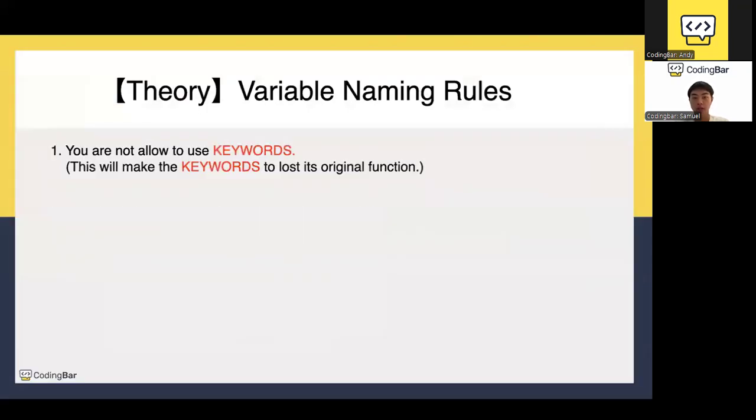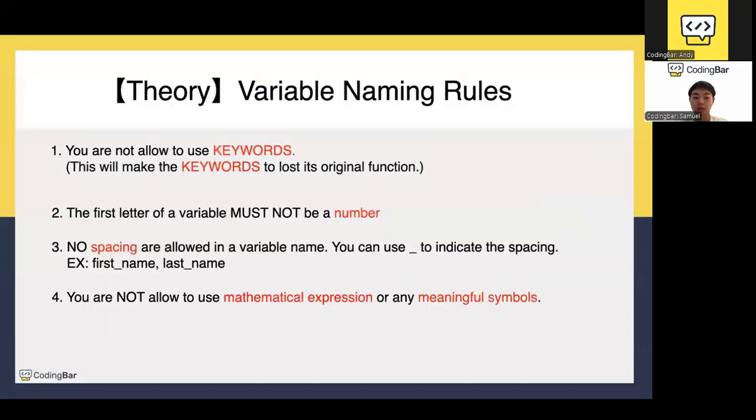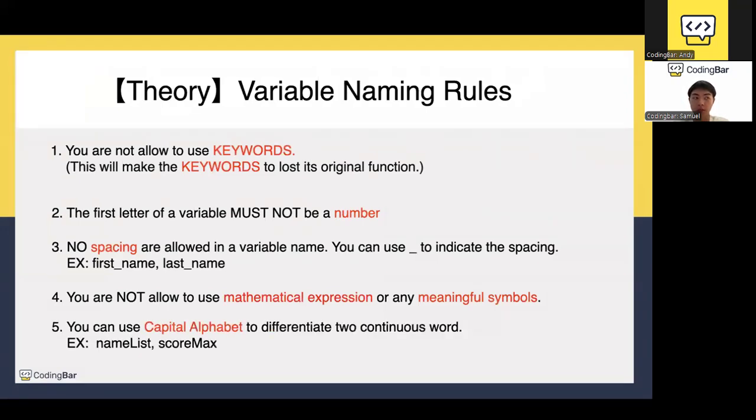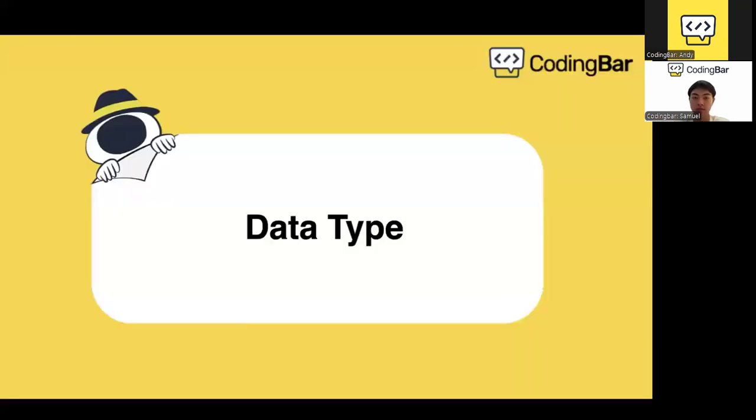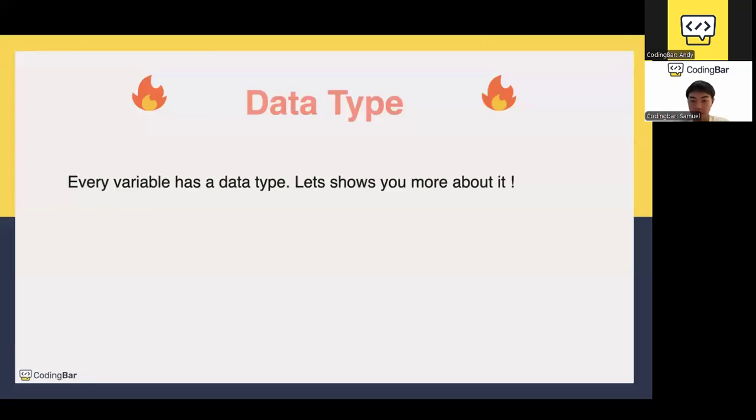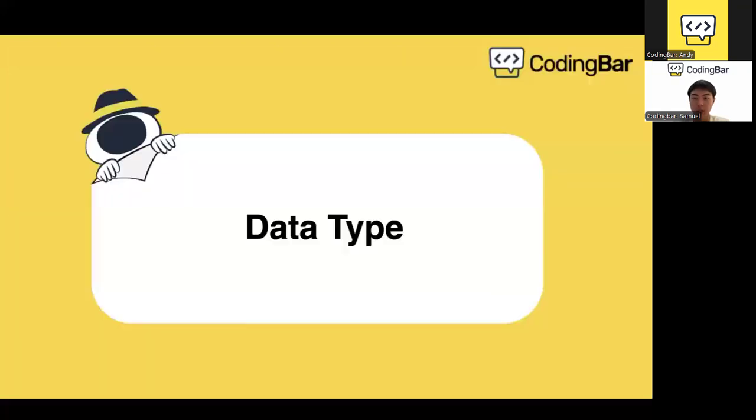And we talked a little bit about variable naming rules. Most of the time, you don't have to worry about that as long as your variable is named in a normal way, you won't have any problem. So yeah. So let's start on today's class. Today we are going to talk about data type.